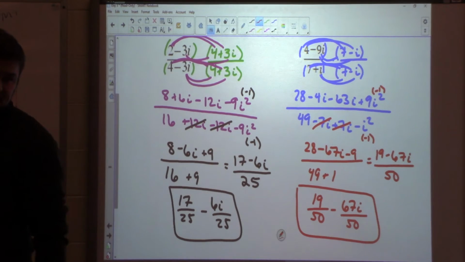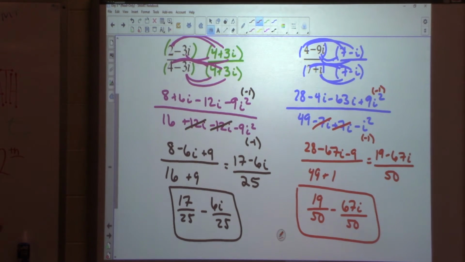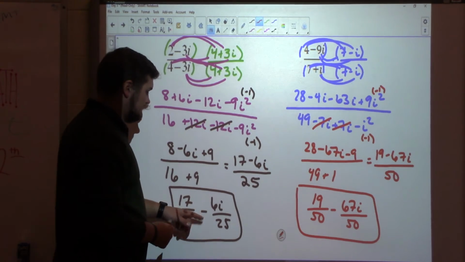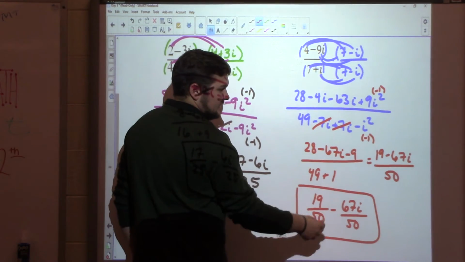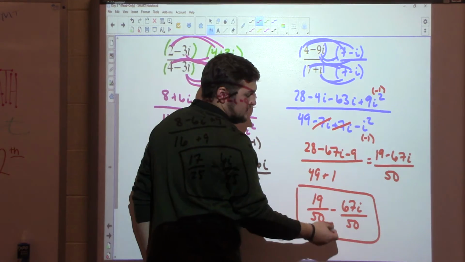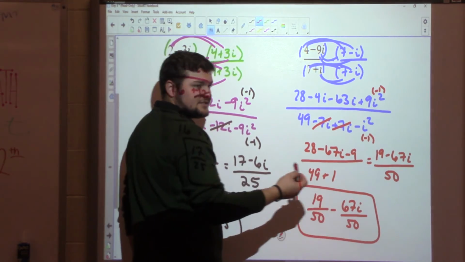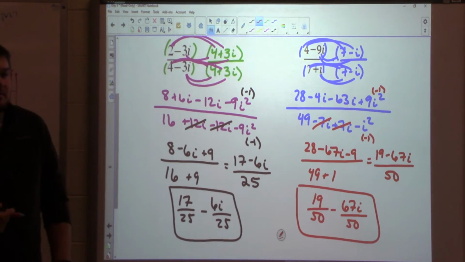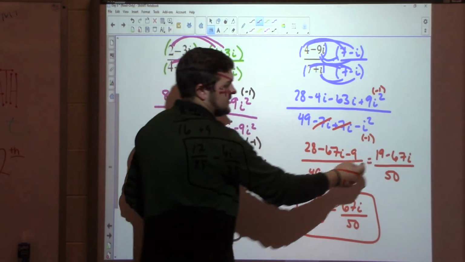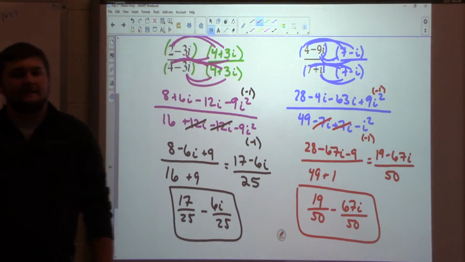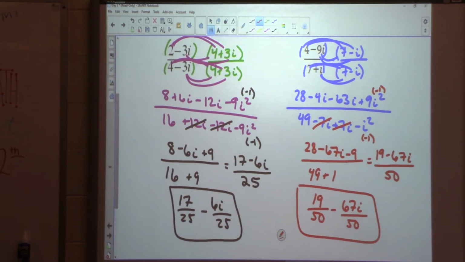Yes, sir? Wait, so how is it minus instead of adding here? Both of them, you mean? Yeah. Because this is minus 67, you could put plus negative 67i if you wanted. But since it's subtraction here, that's why it's minus. Okay? Any other questions? Anything at all throughout that whole process? It's a lot of stuff. Nothing? We're all good?